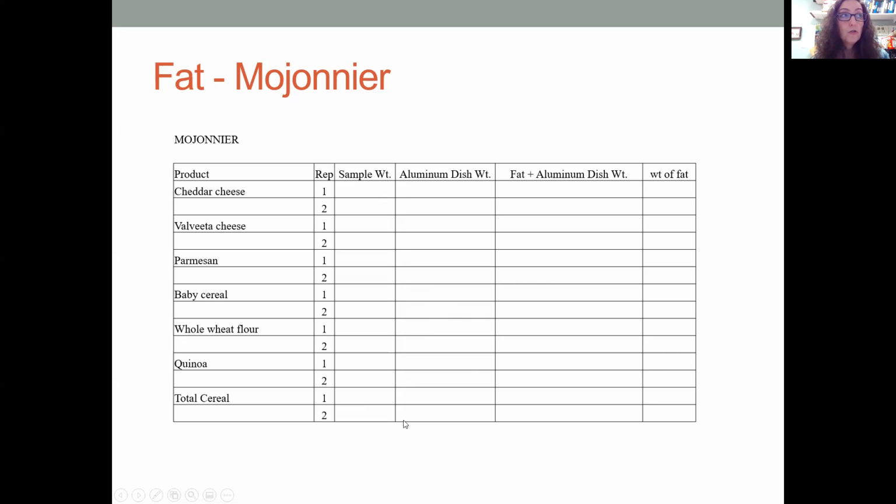With that, that should be all that you need to know. There are videos demonstrating the Soxhlet, the Mojonnier, and the ash analysis, which you will be watching.